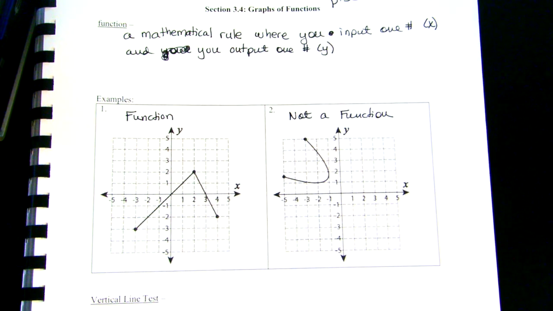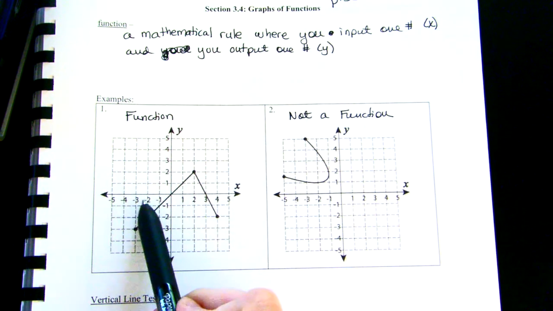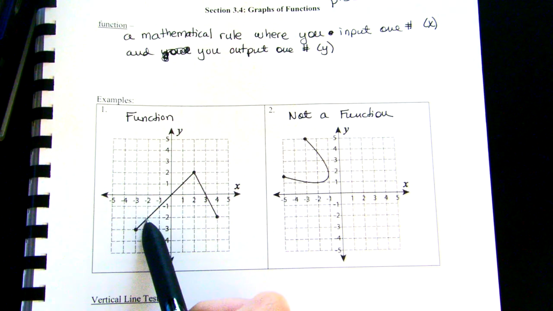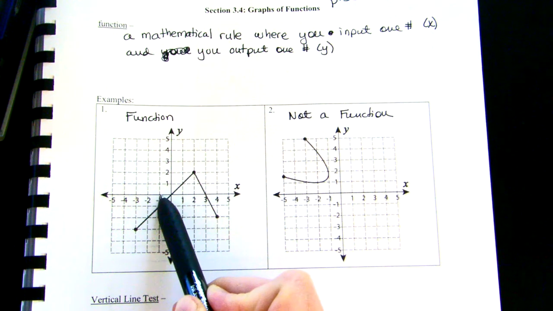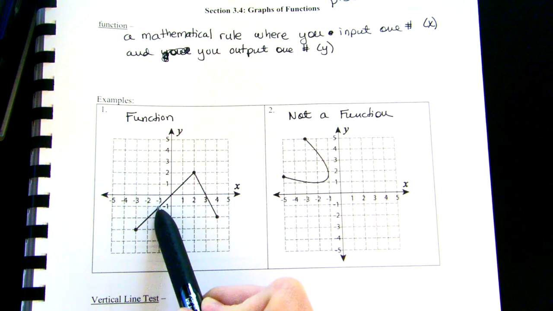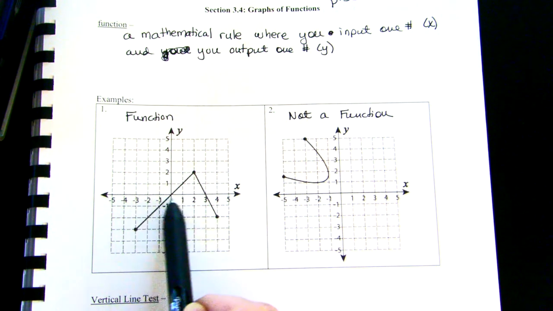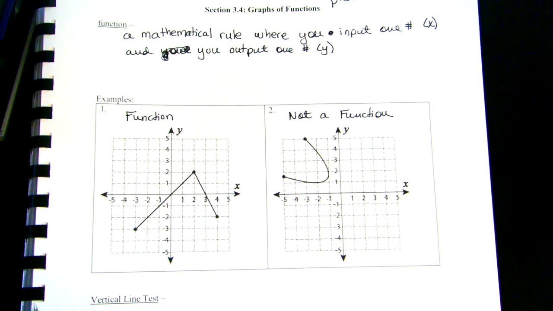In the first one, if you pick an x value, like negative 2, I can find one y value on the graph, negative 2. If I have an x value of negative 1, my y value on the graph is negative 1. If my x value is 1, my y value on the graph is 1, and so on. Every x value has only one y value.